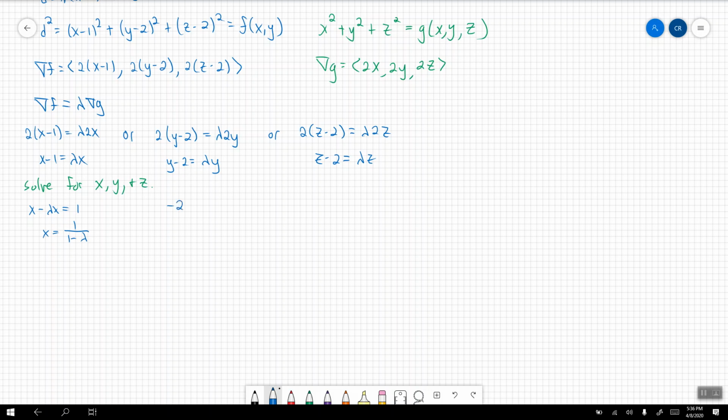Alright, let's do the y equation. Let's move this y over, so it's going to be lambda y minus y equals negative 2. Factor out the y, and then divide by whatever's left over. So y is going to be negative 2 divided by (lambda minus 1). There we are. Perfect. Over here it's the same process, which means z is going to be negative 2 divided by (lambda minus 1), same as the y value. Awesome. So now that we have this, let's go through and use our constraint.